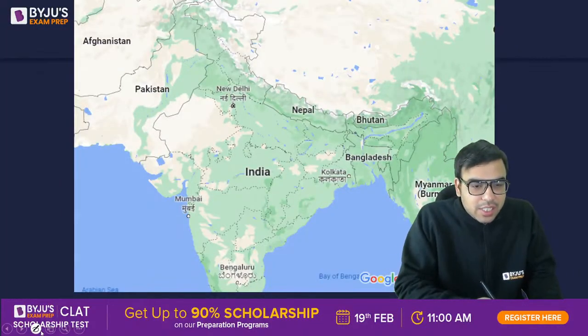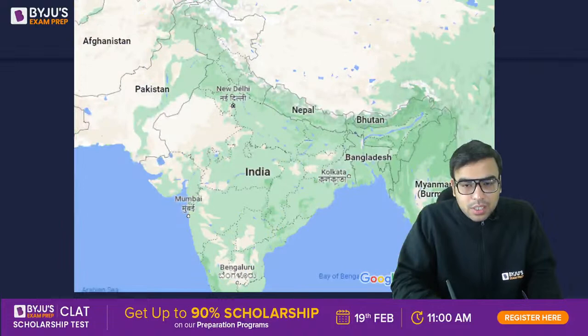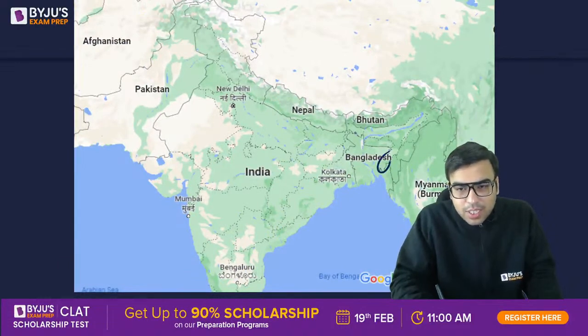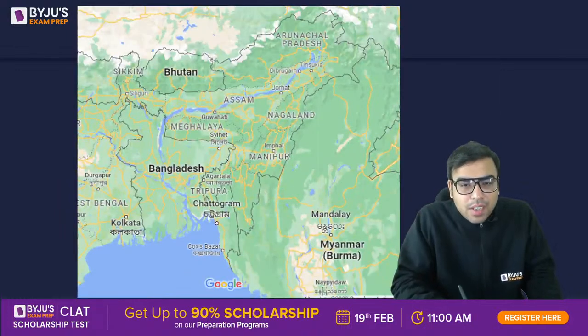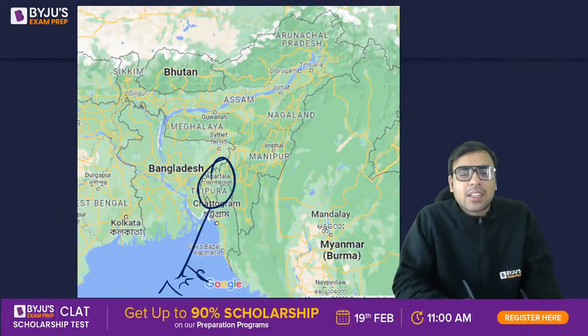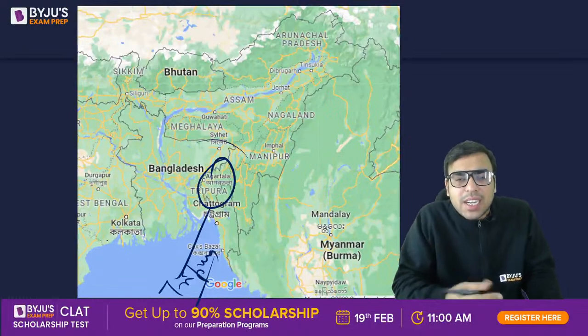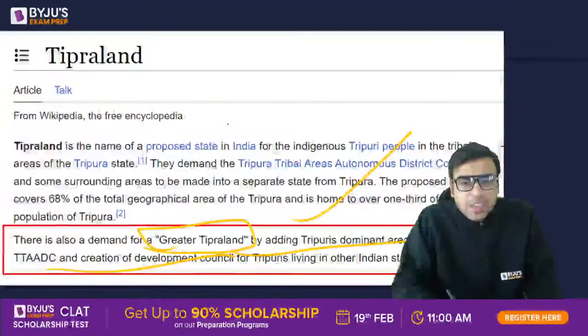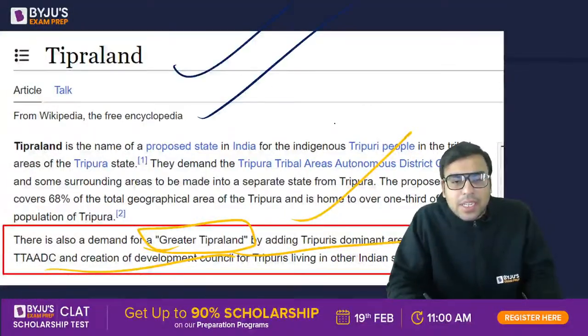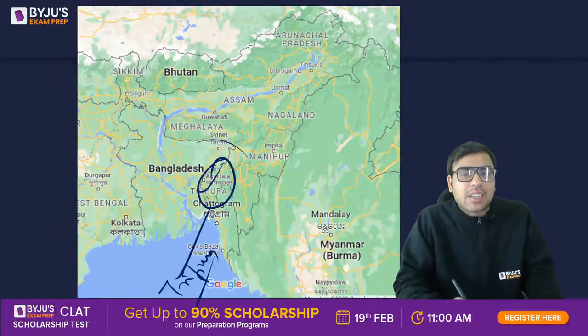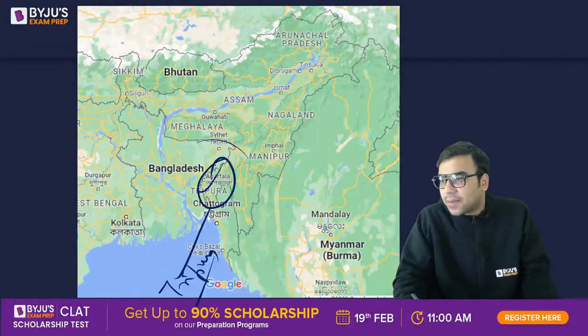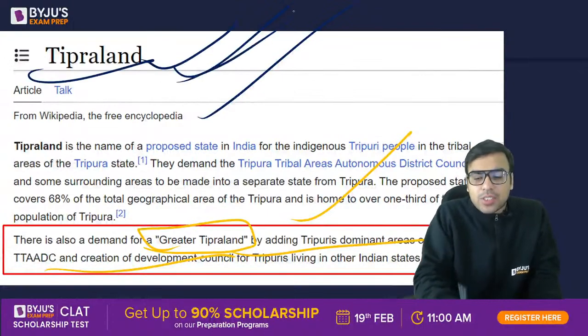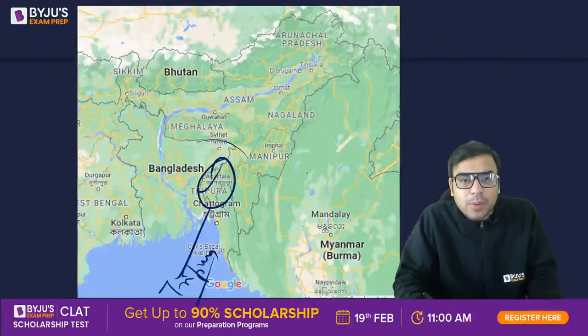So you can see this is Tripura. Let me show you the northeastern region. This is the northeast. This one is Tripura, sorry. And somewhere here they are demanding Tipra land. Perhaps that would be slightly larger. I don't know the exact map. Please go and find out. But they want a separate state called Tipra land, something like this. So go and read about it on Wikipedia. You will get to know more about it.